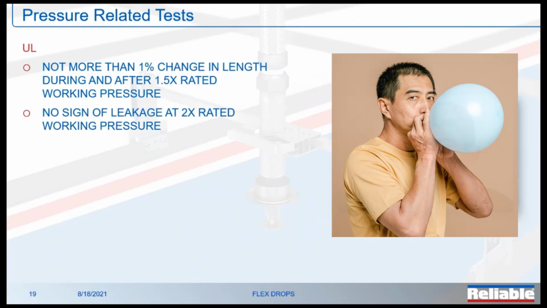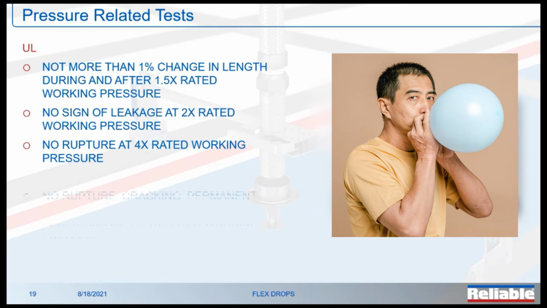Once that's done and we've passed the distance test, we're going to pressurize it at 2 times the rated working pressure, and we're going for leakage, and then we're going to pressurize it 4 times the rated working pressure to make sure it simply doesn't rupture. I presume it could leak at the 4 times test, but it simply can't obviously rupture.